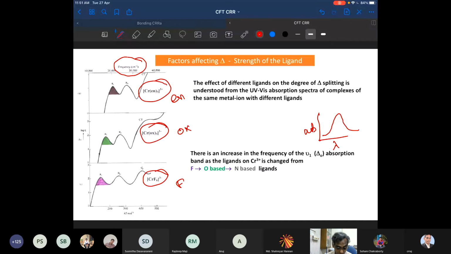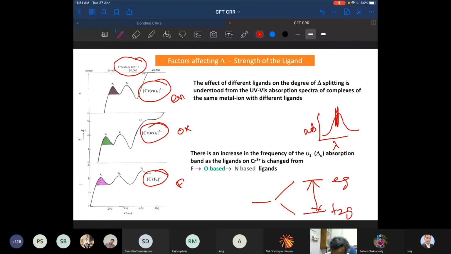You may say, sir, what are you talking about, your frequency and all. I'm going to talk about the orbital splitting. Say, for example, it goes here, here, and here. We are talking about the octahedral. This is your T2g, this is your Eg. Now, this energy gap decides the wavelength at which it absorbs, as I have mentioned a couple of slides earlier.